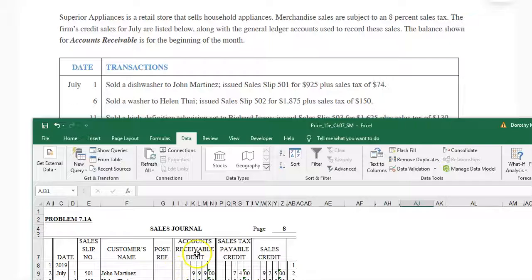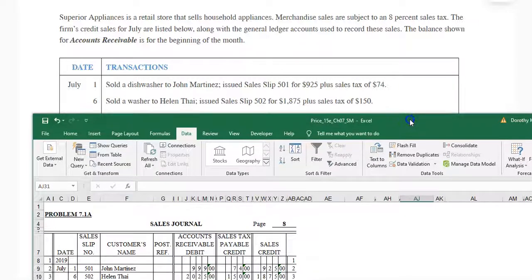So look at this. It's debit, credit, credit. So debits have to equal credits. So you're going to put your two credits in and that should equal the debit. So we have a sales tax payable of $74. We have the sales of $925 right up here. And then we have the total, which will be $999. And over here, we have the sales slip number 501.